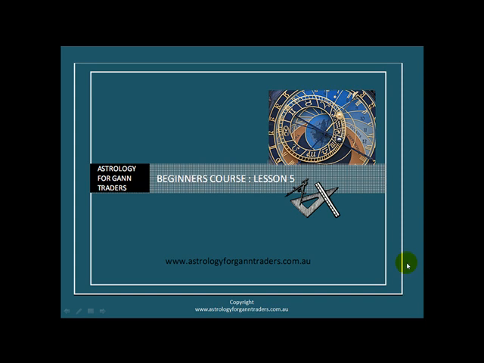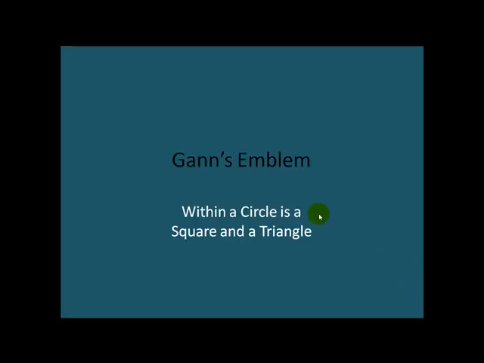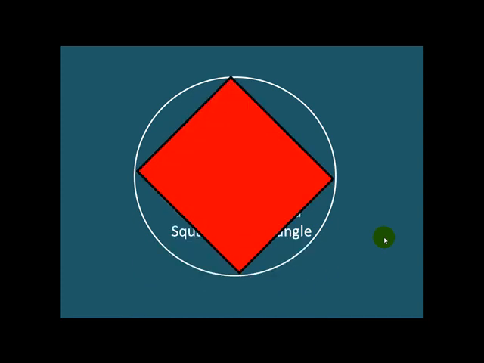Right, now we've reached lesson 5 and we're going to be looking at aspects. The aspects, the basis for Gann's emblem. Now what is Gann's emblem? He wrote, within a circle is a square and a triangle. So here's our circle, the square and the triangle.